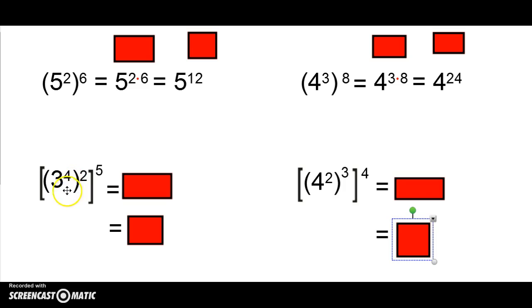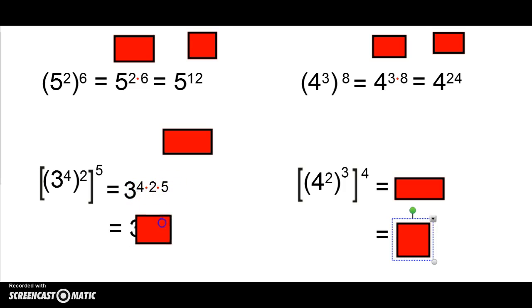All right, here you have a factor, 3 to the 4th, and it's raised to itself 2 times, so 3 to the 4th times 3 to the 4th, and then that answer is raised to the 5th power. And it's just the same as before, 4 times 2 times 5. So 3 is your base, and then you'd multiply the exponents. So you'd have 3 to the 40th.